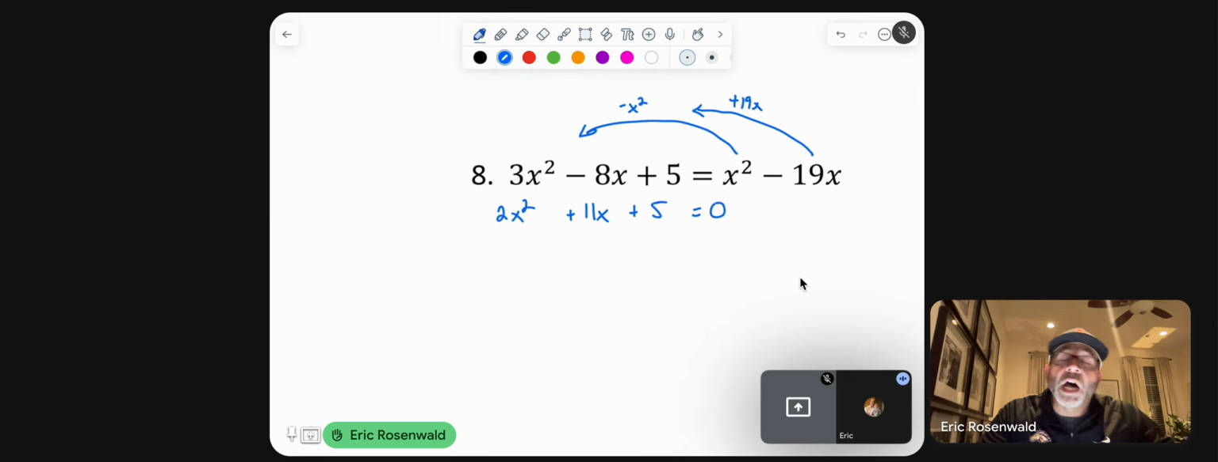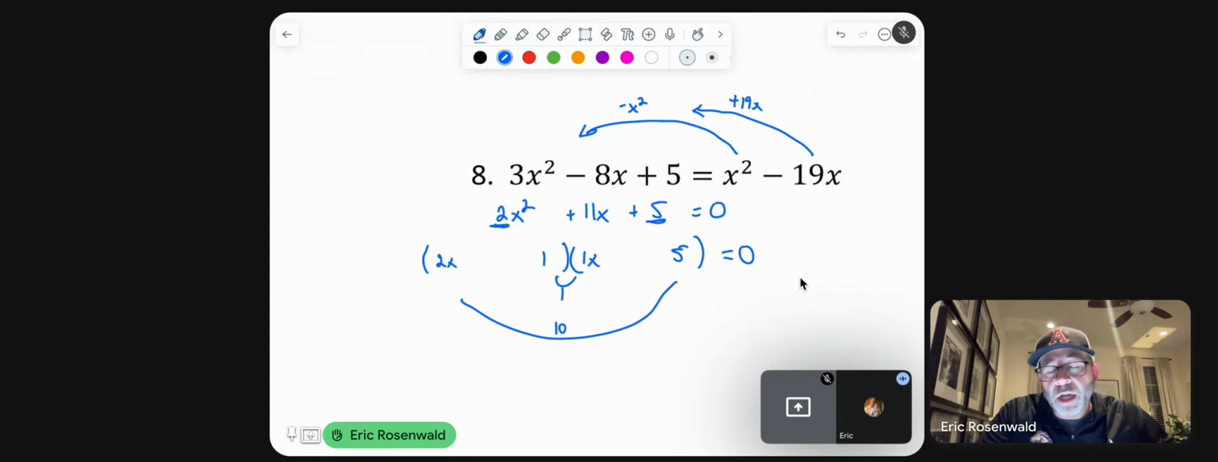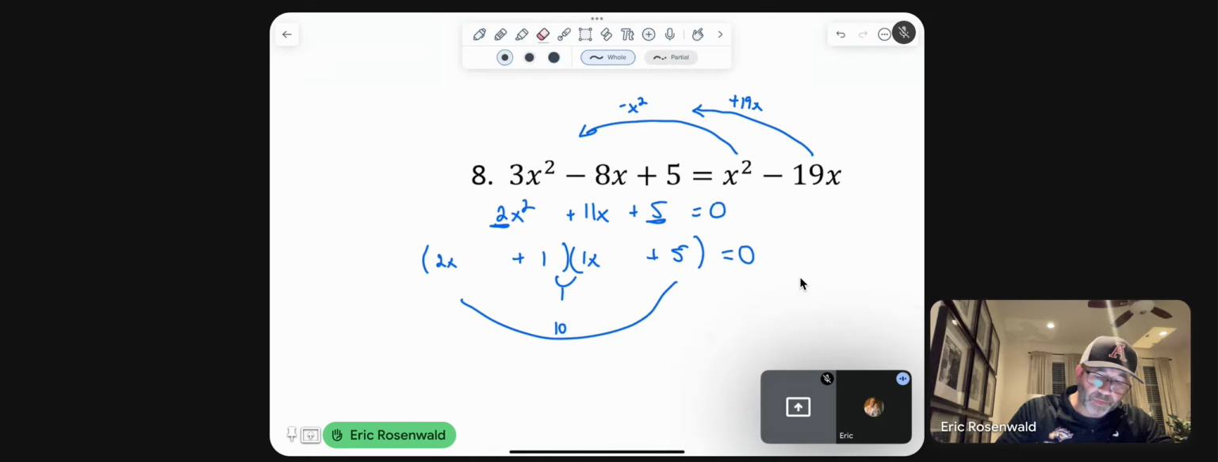Okay. I'm going to see if guess and check works here. The only factors of 2 we can use are 2x and 1x. The only factors of 5 we can use are 5 and 1. Let's guess and check. So this will be 10. This will be 1. 10 plus 1 does equal 11. And 1 times 5 does equal 5. So we got it. First try, we got it. Okay. A lot better than the quadratic formula.